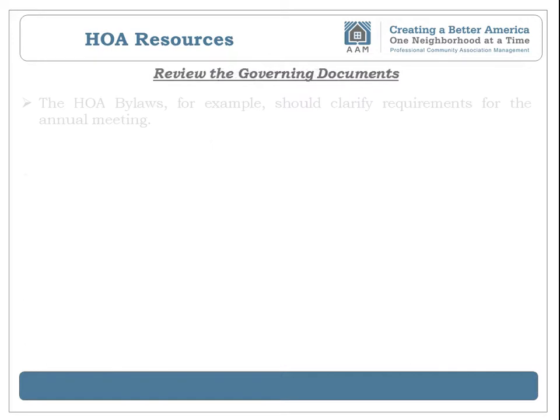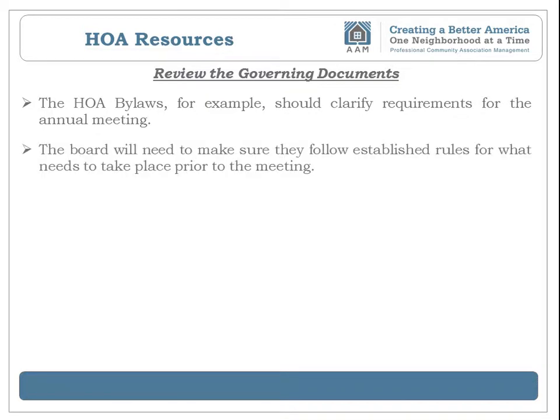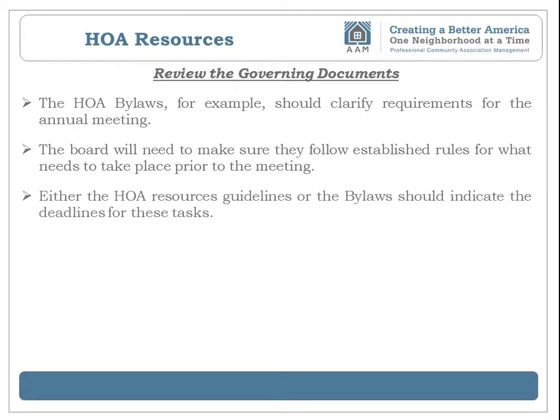Review the governing documents. The HOA bylaws, for example, should clarify requirements for the annual meeting. The board will need to make sure they follow the established rules for what needs to take place prior to the meeting. Either the HOA resources guidelines or the bylaws should indicate the deadlines for these tasks.